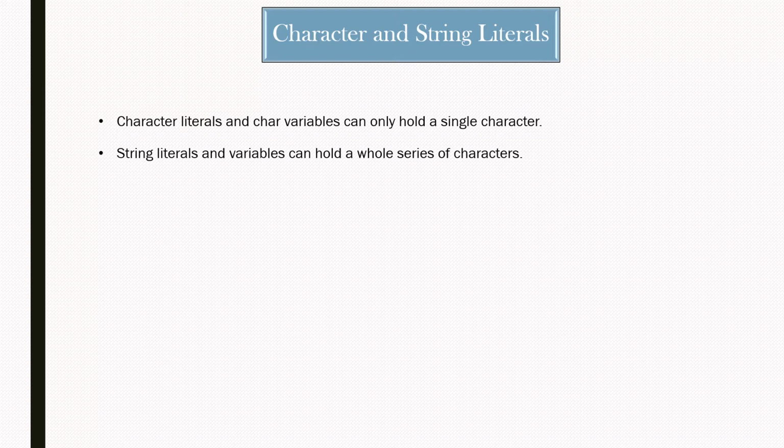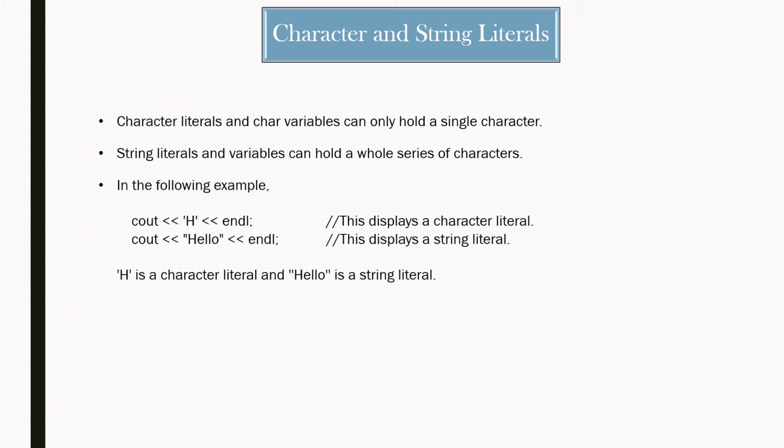In C++, an extra byte is appended to the end of a string literal when it is stored in memory. In this last byte, the number 0 is stored and it is called the null terminator or the null character, and it marks the end of the string. In the following example, cout 'H' shows that it displays a character literal and cout "Hello" shows that it displays a string literal. Do not confuse the null terminator with the character 0.